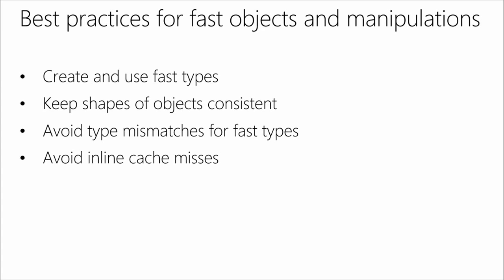And these tips apply to other engines as well. Exactly. If you have consistent types, your JavaScript engine is going to benefit from that, and you are going to get faster property access. So this goes across engines, not just IE or Chakra specific. Very true. The best practice we need to follow is to create and use fast object types. Keep the shape of the object consistent, because otherwise you create a lot of implicit object types for the engine. Avoid type mismatch for the fast object types, and avoid inline cache misses. These are the things we need you to apply to your code.